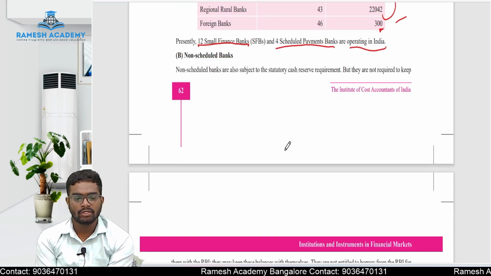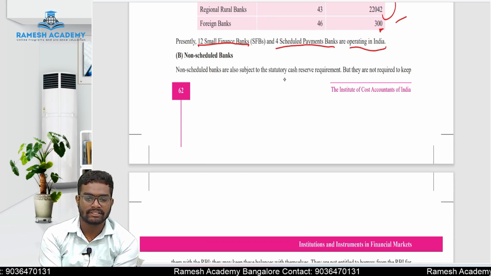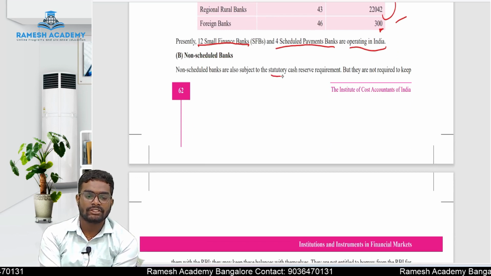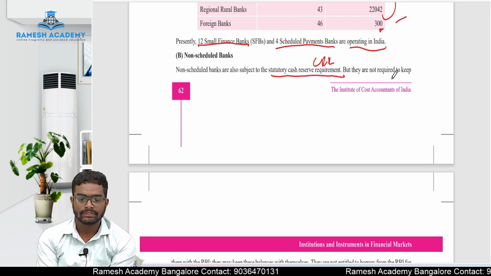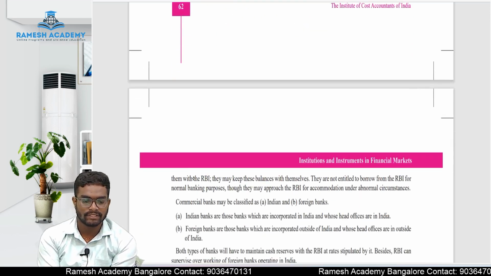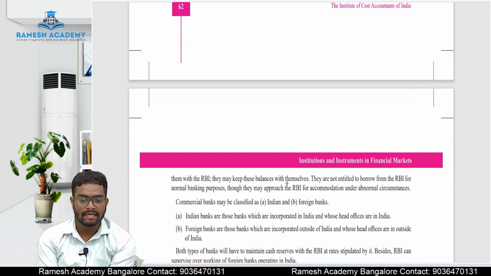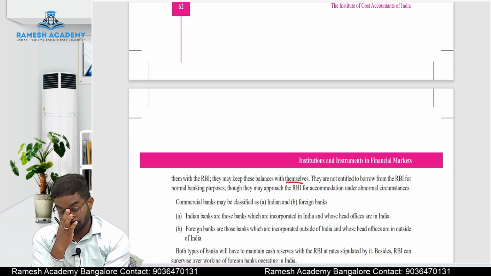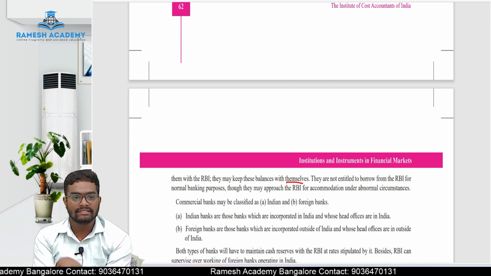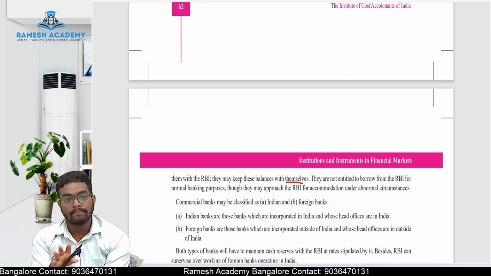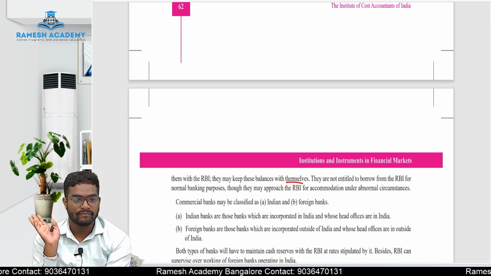Next we will see non-scheduled banks. Non-scheduled banks are also subjected to the statutory reserve ratio, which is the CRR. But they are not required to keep them with RBI. They may keep these balances with themselves. So scheduled banks have to keep CRR with RBI. But non-scheduled banks have to keep it, not with RBI, but with themselves.